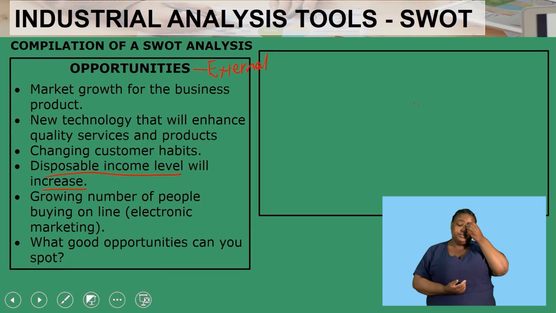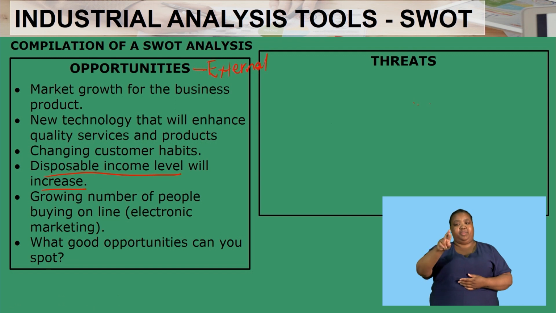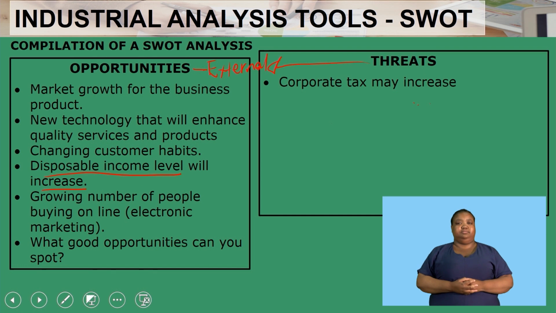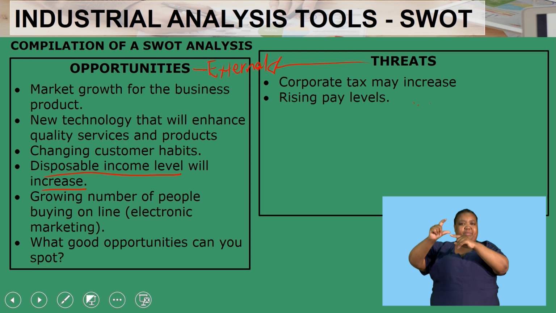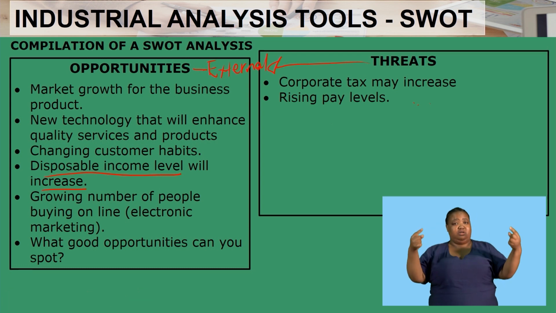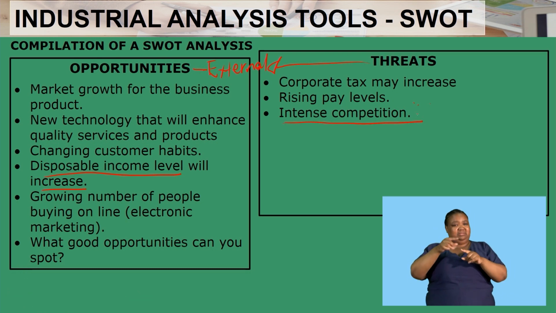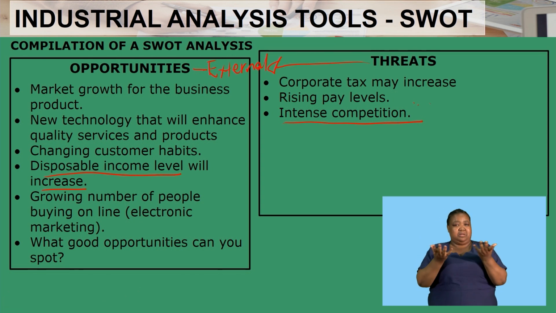Then we go to the fourth one, the last one, which is threats. Again, threats are also external, just like opportunities, it's an external factor. So with the threat, what does this mean? We are talking about corporate taxes that may increase, and we've got no control. Rising pay levels are a threat. We've got intense competition, which is a threat. The competition may be so intense that sometimes we are not winning, we are not surviving.